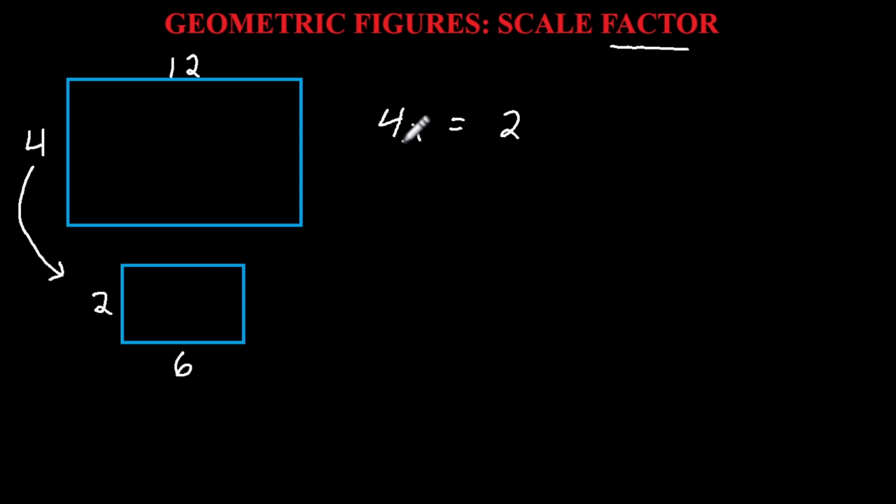So to solve this one-step equation, I divide both sides by 4. And what I get is x equals 2 over 4, or x equals 1/2. And if you remember from the prior problem, our scale factor was 2. This time, it's the reciprocal of 2. It's 1/2. So 4 times 1/2 gives me a 2.